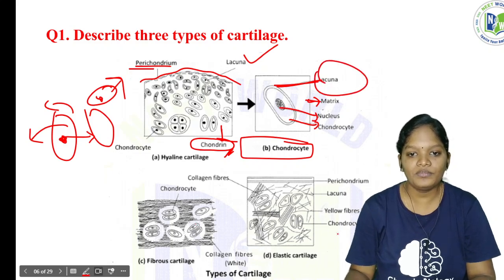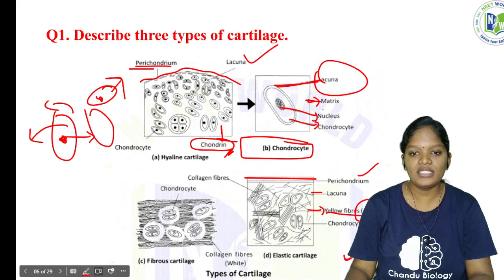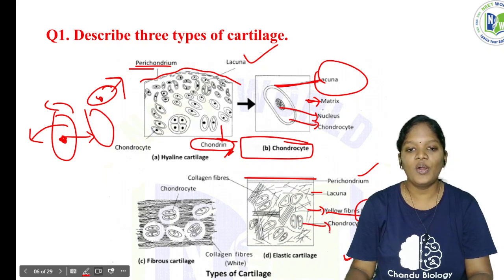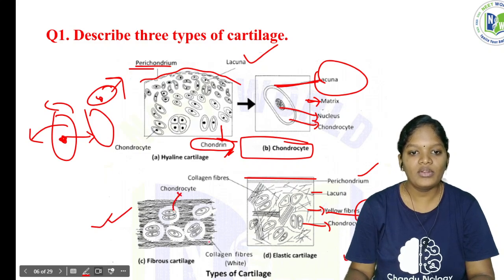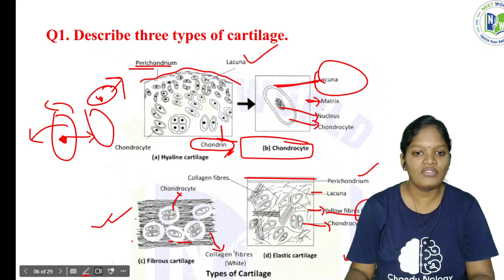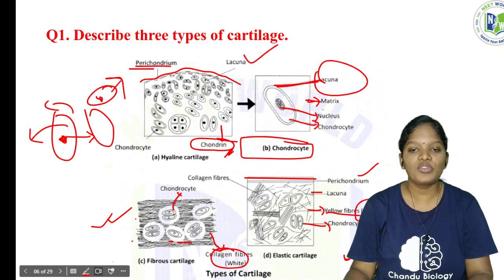Now see, in the elastic cartilage, again the layer is called the perichondrium, and here will be the lacunae, and these are the yellow fibers which are elastic in nature, and this is again a chondrocyte. Next, fibrous cartilage. In the fibrous cartilage again the chondrocytes will be there, and these are all the collagen fibers. As it is rich in collagen fibers, it appears white. So these are the basic three types of cartilage.